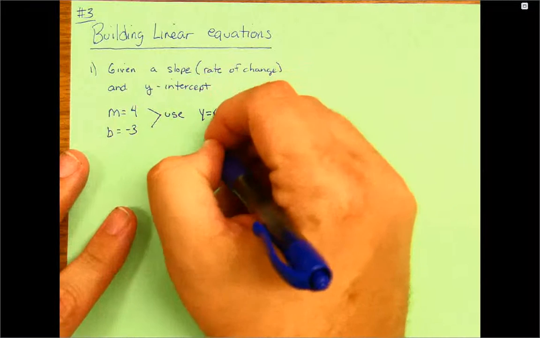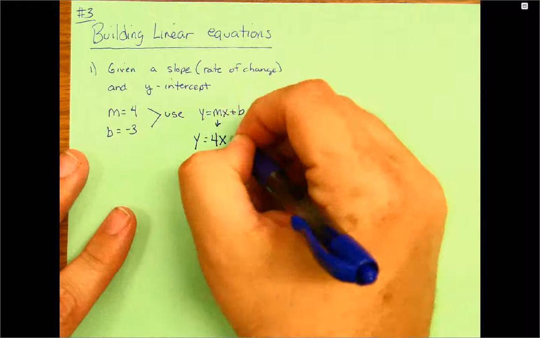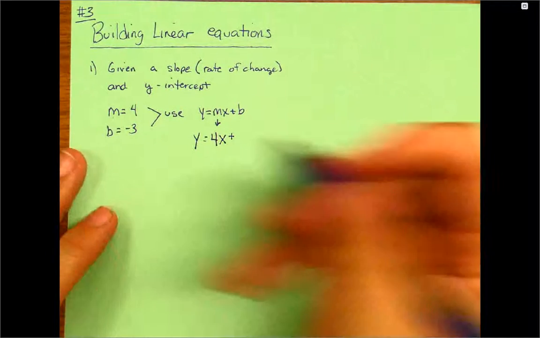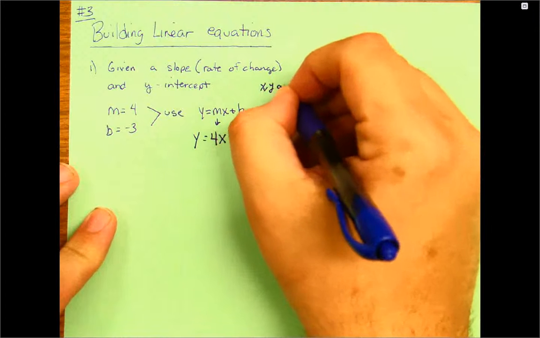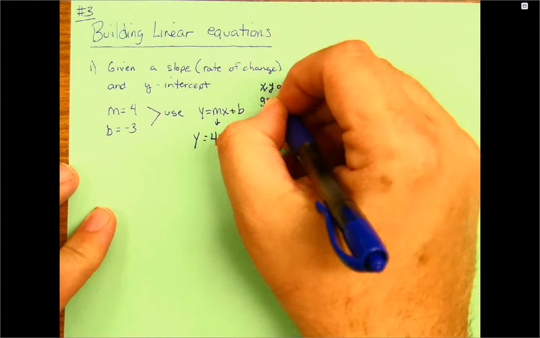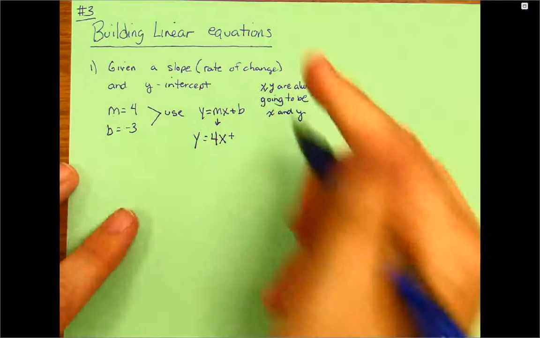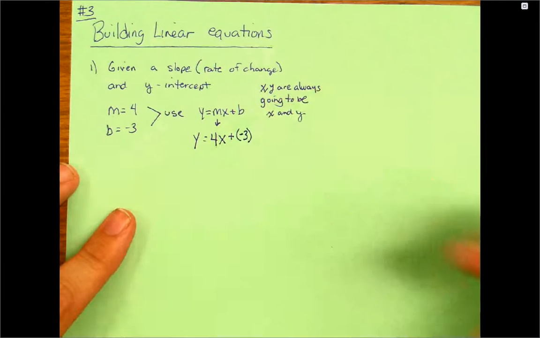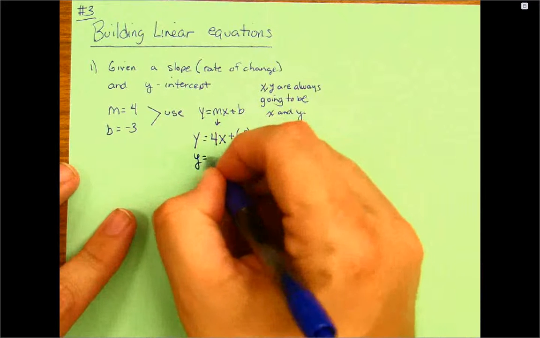My m is 4. So I'm going to put 4. My x stays the same. My y stays the same. So x and y are always going to be x and y. And my b, I would say do this. Since it's a negative number, and it's plus a negative number, and then just do the rewrite, 4x minus 3.